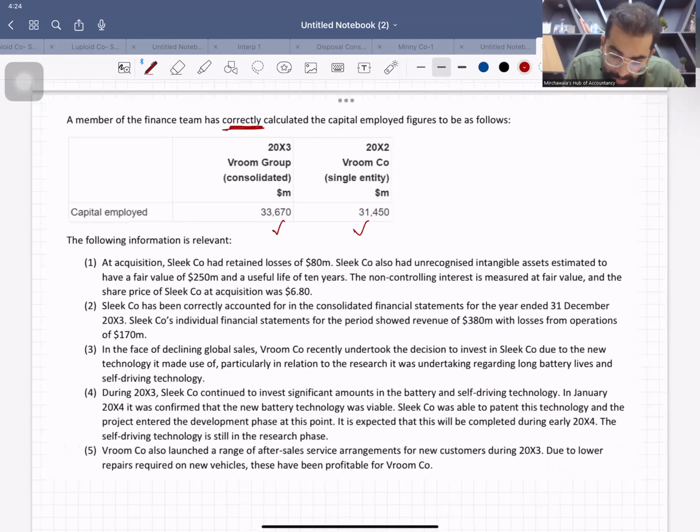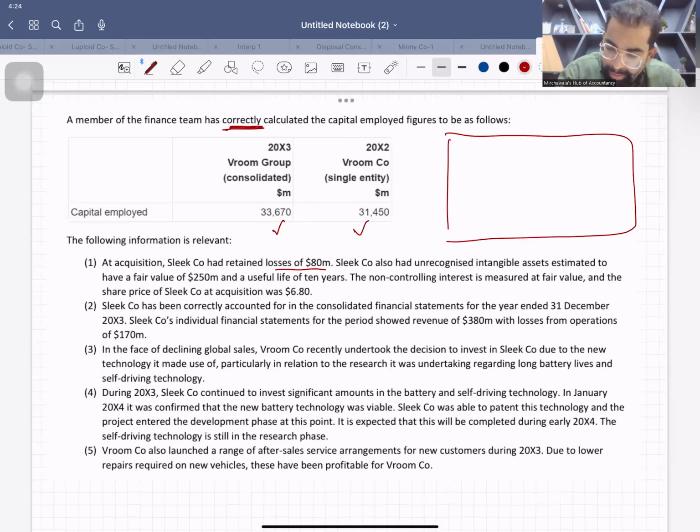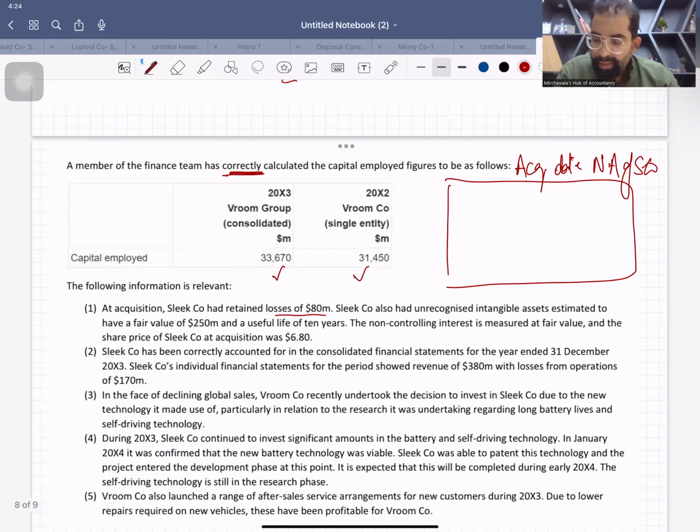Now add the date of acquisition, that is on 1st January X3. S company has retained losses of 80 million. There is no retained earning, it's a loss. So can I make a packet of acquisition date net assets of S company? Remember this packet, acquisition date net assets of S company.